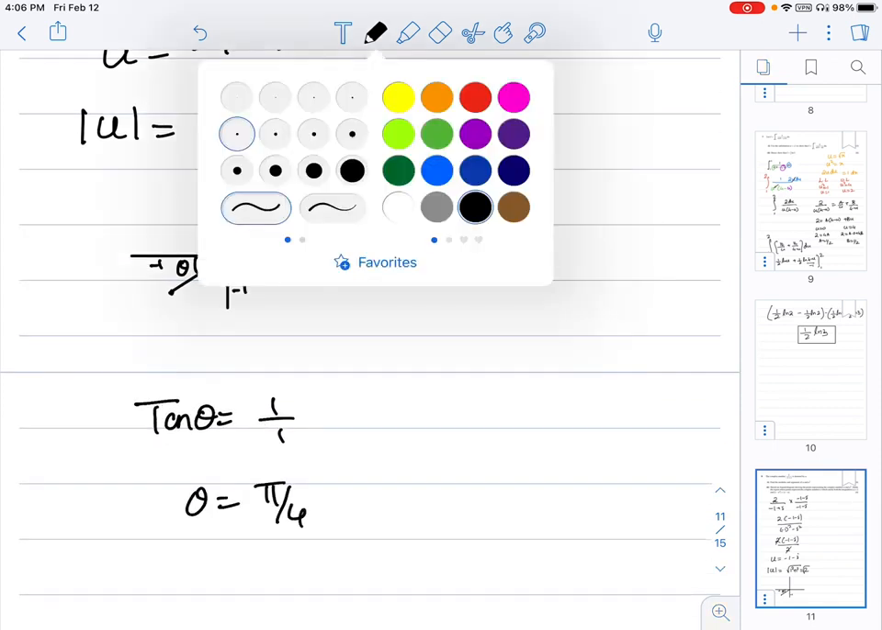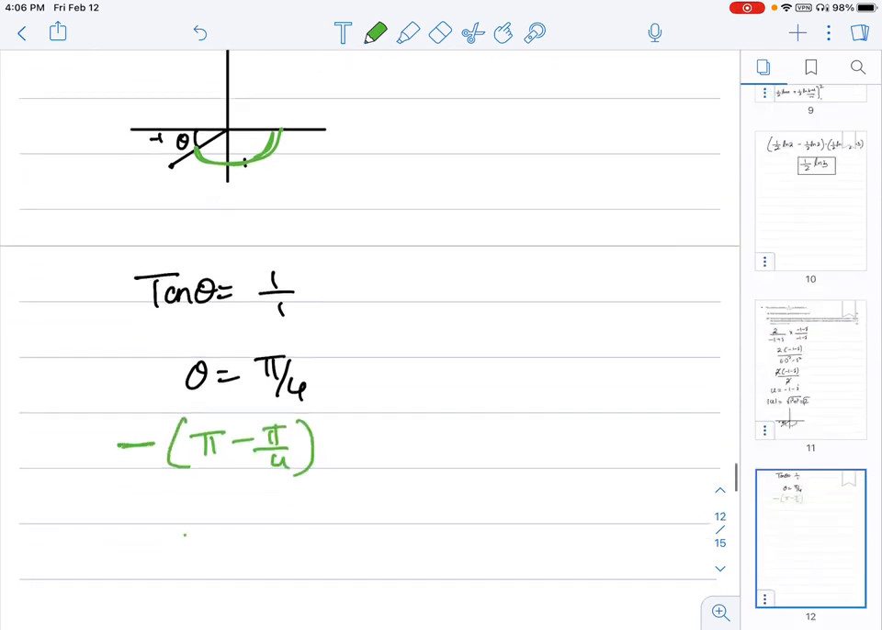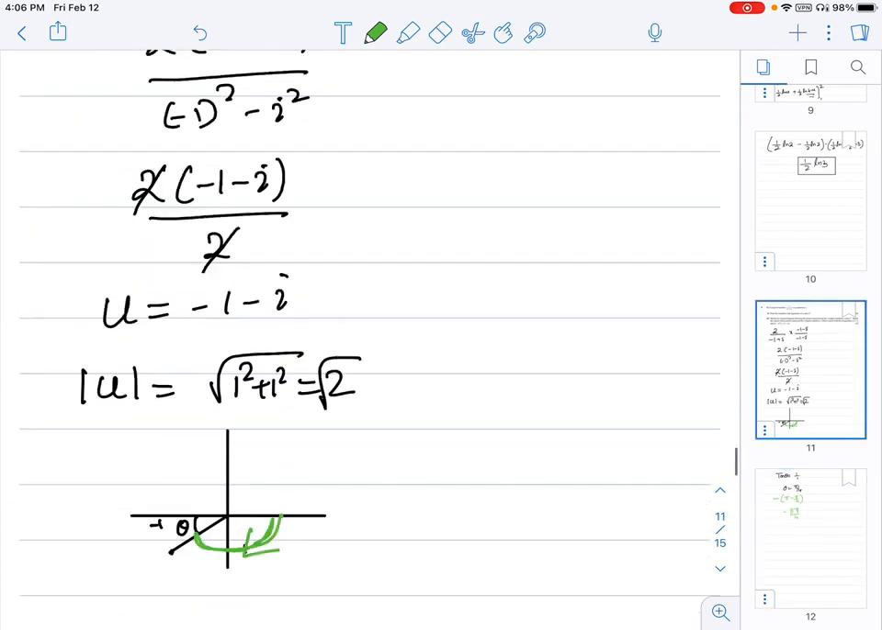But always the angle should be measured from the positive x-axis. So it should be pi minus pi by 4, but I'm going in the opposite direction, so minus 3 pi by 4. I'm going in the clockwise direction, therefore the angle is negative. So minus 3 pi by 4 is going to be the argument for u.